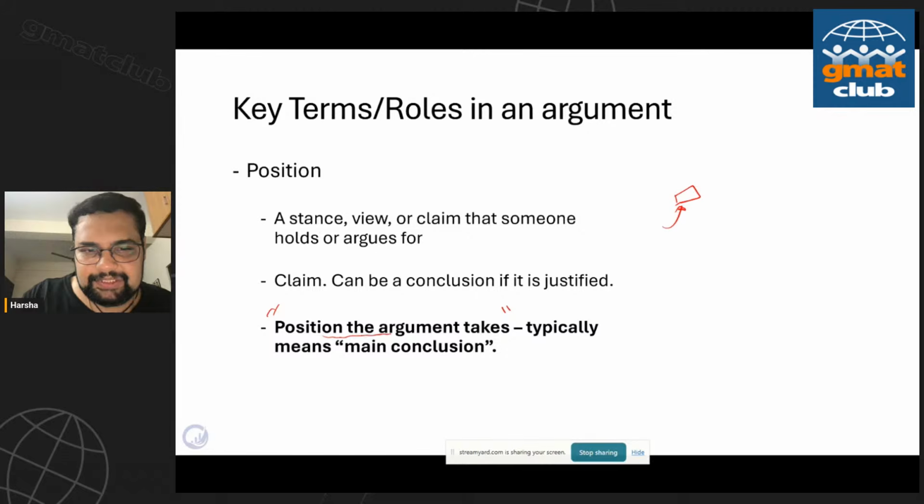When you see the phrasing "the position the argument takes," this is usually a proxy for main conclusion. So what is the position that the argument overall takes? That's the main conclusion. That is the main conclusion, right? I hope all of this is clear.